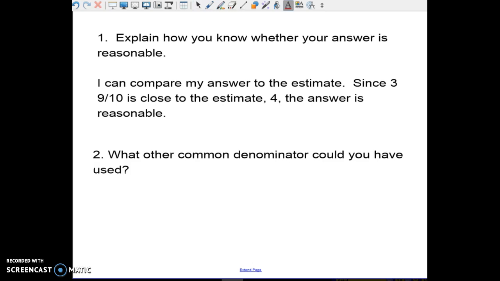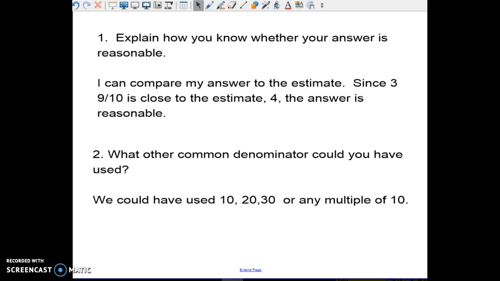Okay, then question 2 is, what other common denominator could you have used? Tegan, what would have been one we could have used? Faith? 10. We used 10. Braden, what was another one we could have used? 40. We could really have used any multiple of 10. So here's how you might write that. We could have used 10, 20, 30, or any multiple of 10.